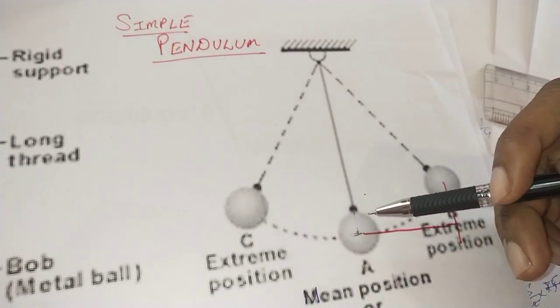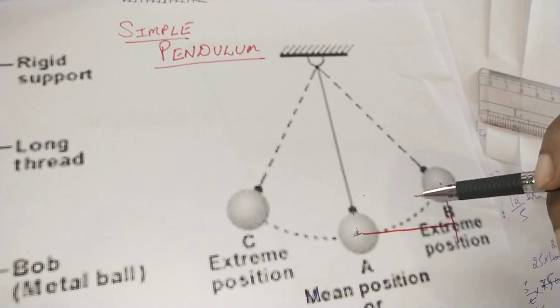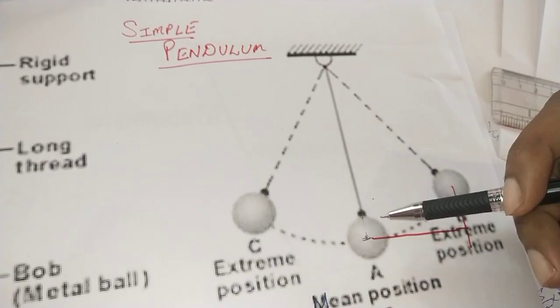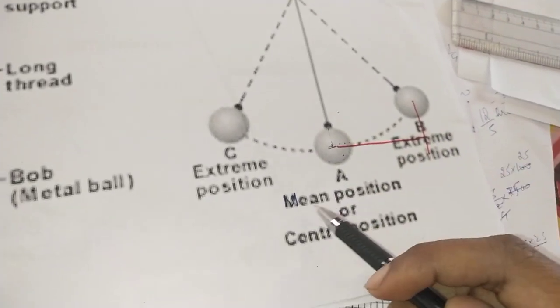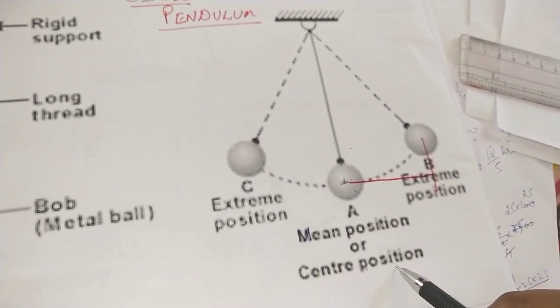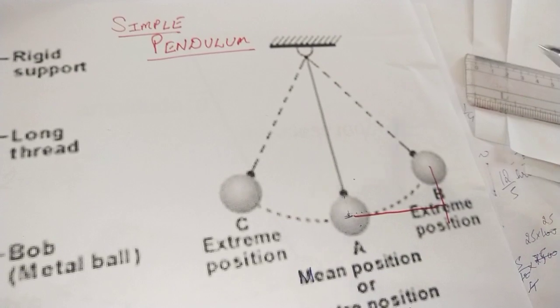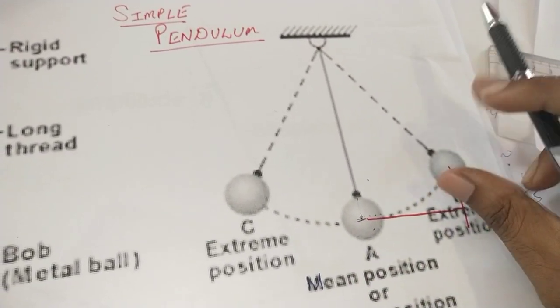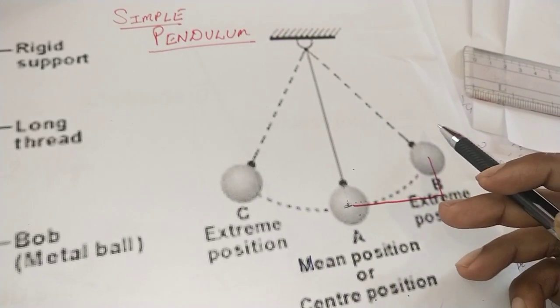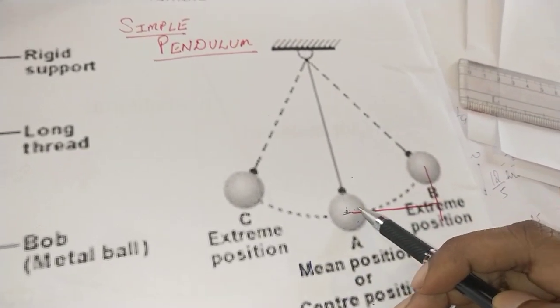Initially when we drop it, after a certain time and certain oscillations, it will be at rest. The position at which the bob is at rest is known as the mean position or the central position. After this, we hold it, take it to one of the extreme ends and release it. The moment we release it, what will happen? It will come back to its starting position.